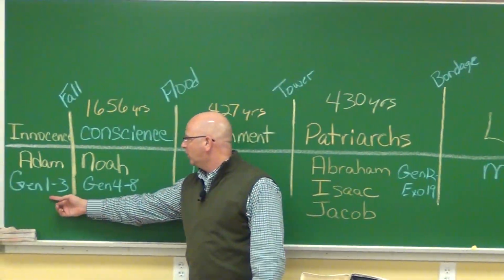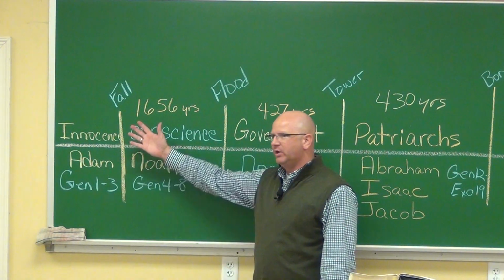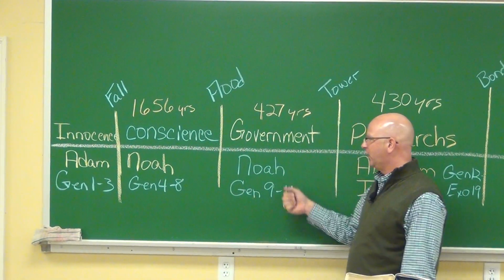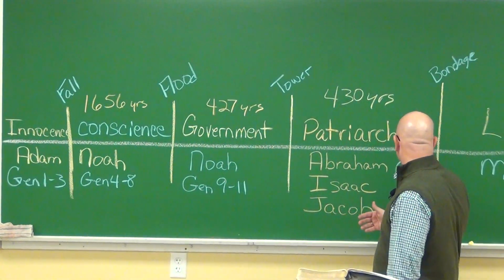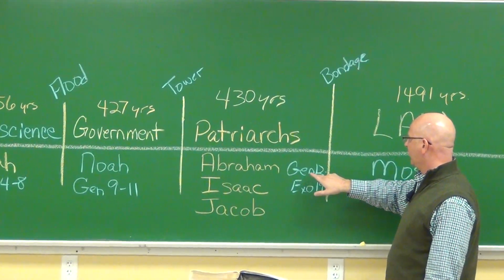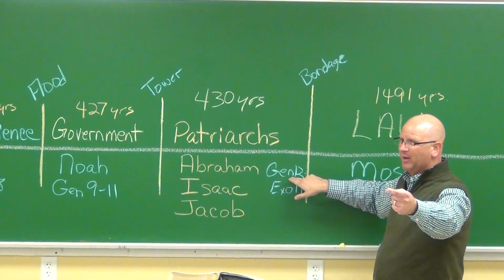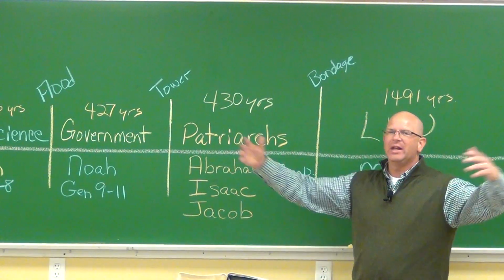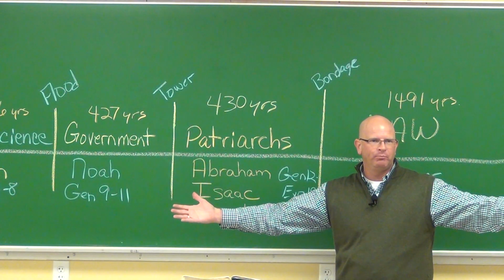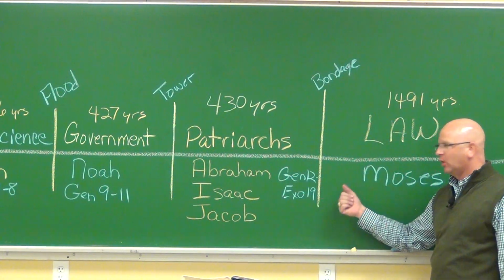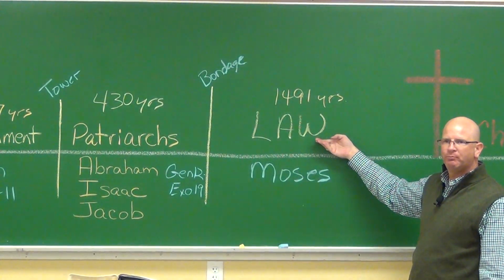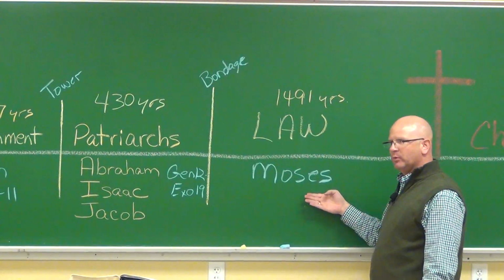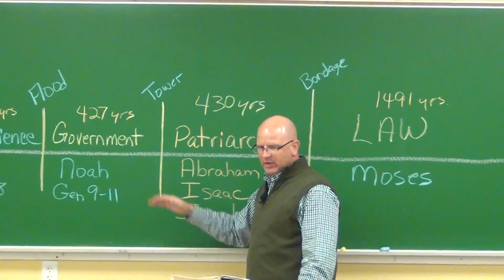You'll notice Genesis 1, 2, and 3 is your dispensation of innocence. 4 through 8 is your dispensation of conscience. 9 through 11 is your human government. And then your patriarchs start with a man by the name of Abraham, and go all the way to Exodus 19. So you've got 4 different dispensations in the book of Genesis alone. And most of the rest of your Old Testament is under the law, under the Ten Commandments, under the Mosaic law, under the Mosaic covenant. And so that's how that thing is laid out.